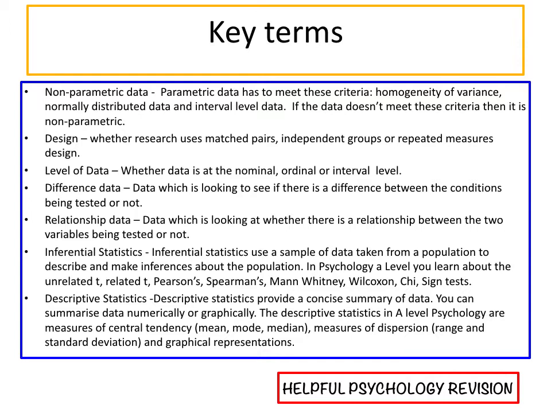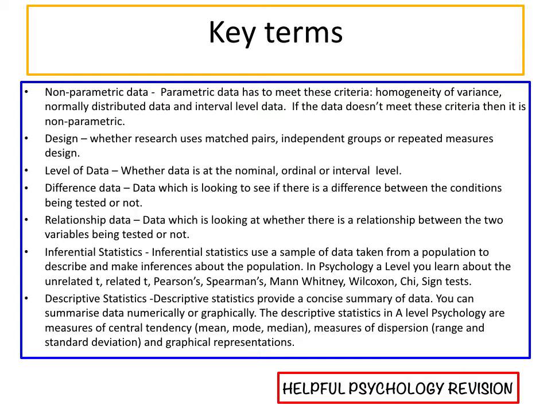Design is whether research uses matched pairs, independent groups, which can also be known as independent measures, or repeated measures data. The level of data is whether the data is at a nominal, ordinal, or interval level. Difference data, data which is looking to see if there is a difference between the conditions being tested or not. So are you getting the same or different results, or are you looking for the same or different results? Relationship data is data that's looking for a relationship between the two variables being tested and whether there is a relationship or not.